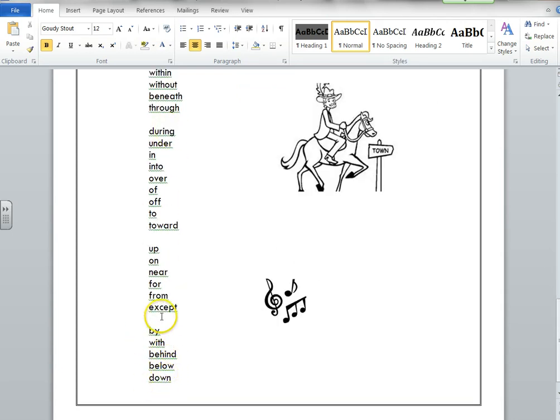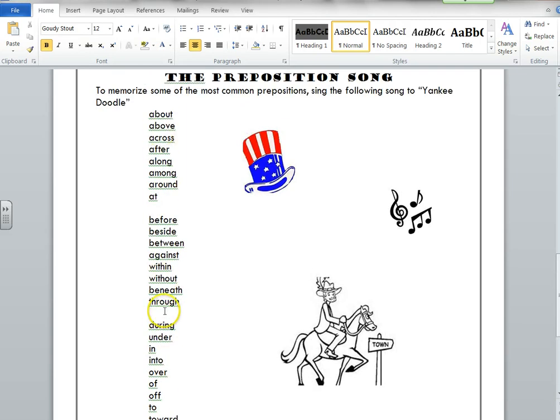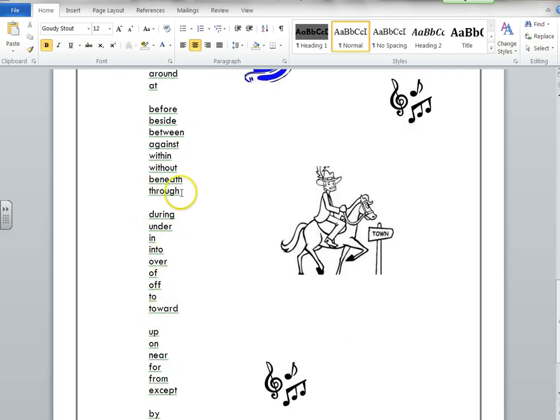Okay, so by learning the song, you remember the most obvious of your prepositions, and then you could write them down on a quiz or a test. By singing the song, you could write them all down, and then you have this reference in front of you, okay?